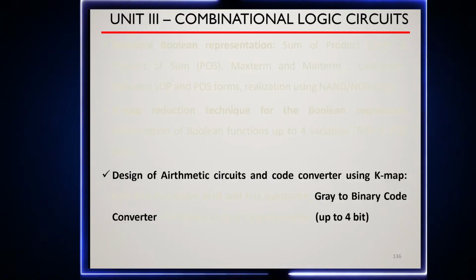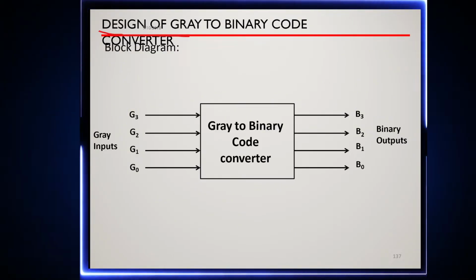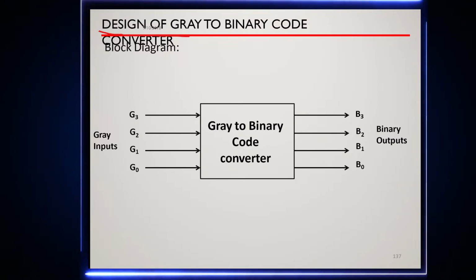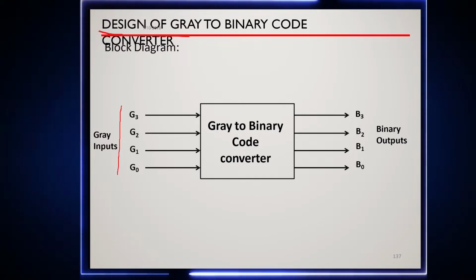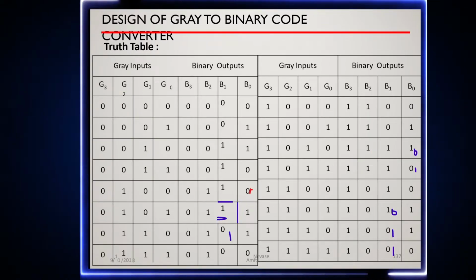Now let's move on to the next. Okay, now next is a converter. It's a gray to binary code converter, right? So let's first look at the block diagram. You can see this is a simple block diagram of a gray code to binary code converter, right? Okay, so if the gray code is having 4 inputs, it will give us 4 binary outputs. Now let's first look at the truth table. Okay, now you can see this is the truth table.